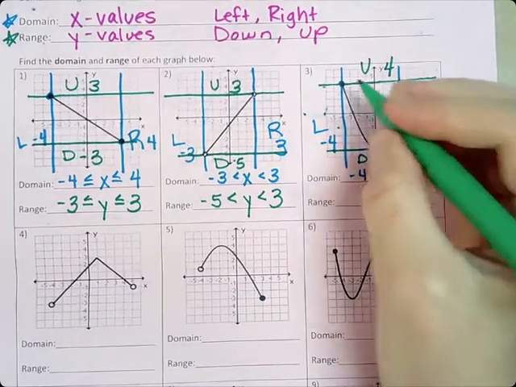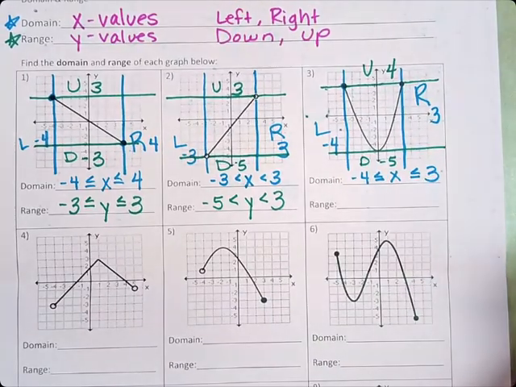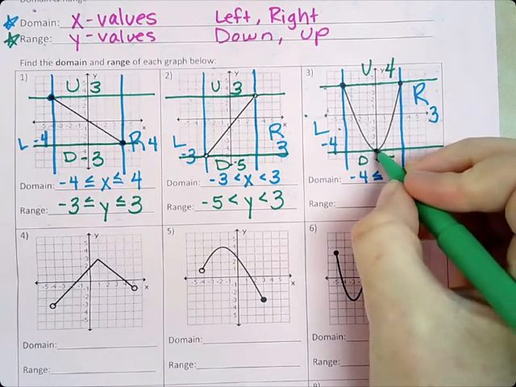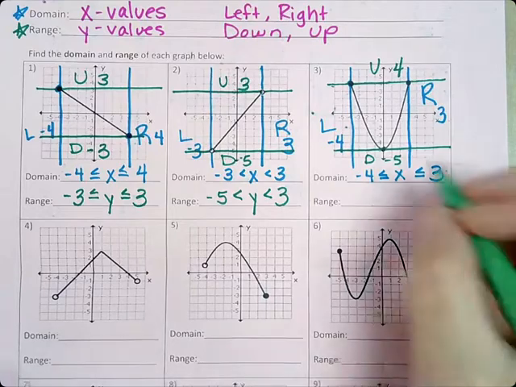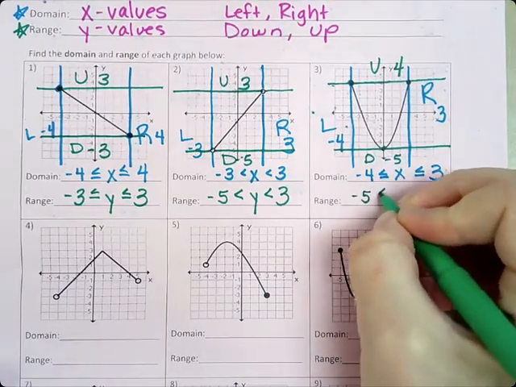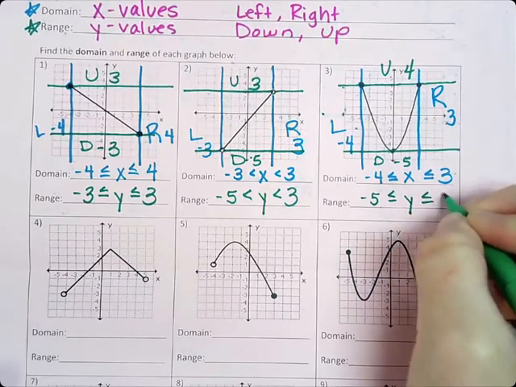So it's this curve. This is actually called a parabola, which we'll see later when we learn about quadratic functions. But it goes down to the -5 and then shoots back up. It does touch it. So -5 is less than or equal to y is less than or equal to 4.